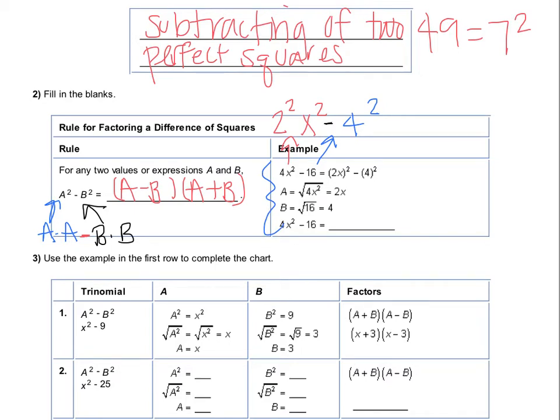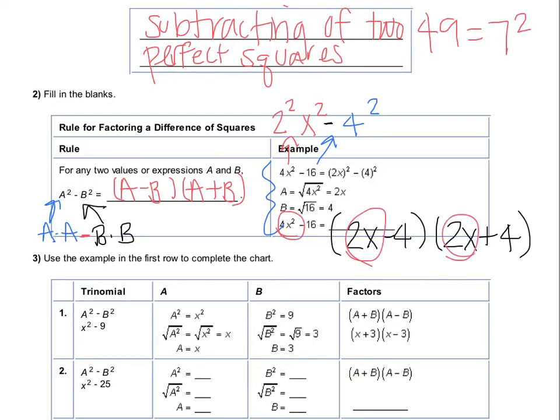So that means when we go to factor it, we can write this as 2x minus 4 and 2x plus 4. All we did was take the square root of the first term. The square root of 4x squared was 2x, so we put a 2x in each one. We took the square root of 16, which was 4, and put a 4 in each one. And we put a plus and a minus sign.